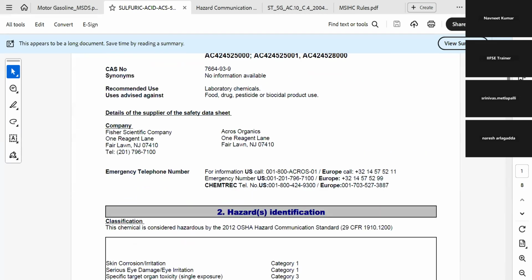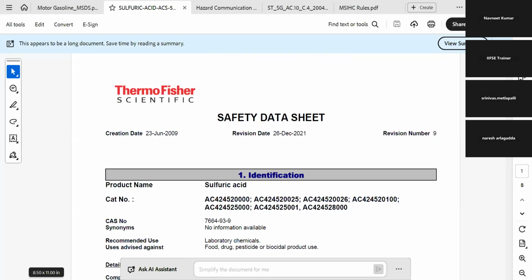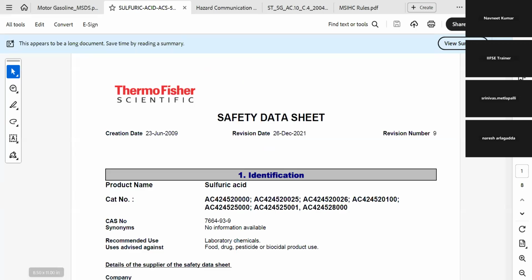Mostly, they'll ask us to write the different sections in the MSDS. You should only remember all the 16 sections. That is more than sufficient. Okay, I'm stopping here. We have a 1 minute time. So if you have any questions, we can discuss.